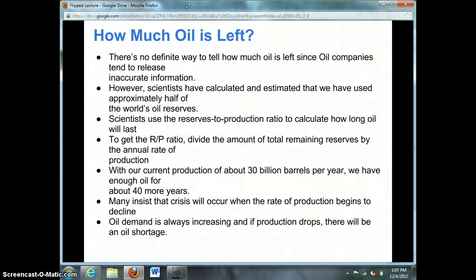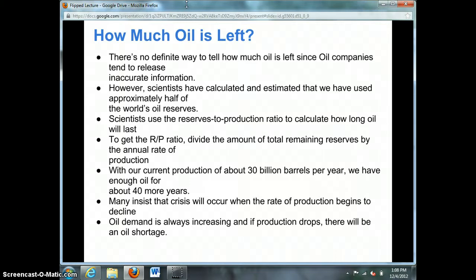How much oil is left? There's no definite way to tell how much oil is left since oil companies tend to release inaccurate information. However, scientists have estimated that we have used approximately half of the world's oil reserves so far. To calculate how long our oil supplies will last, scientists use the reserve to production ratio. You divide the amount of total remaining reserves by the annual rate of production. With our current production of about 30 billion barrels a year, we have enough oil for about 40 more years.